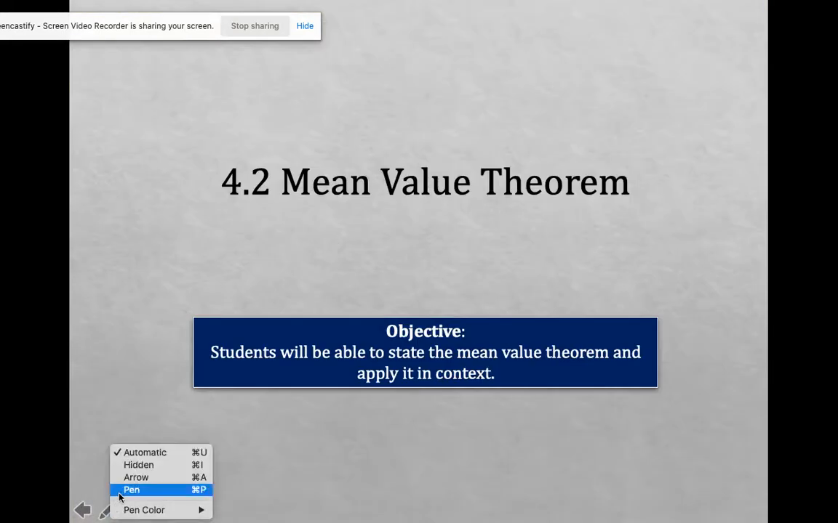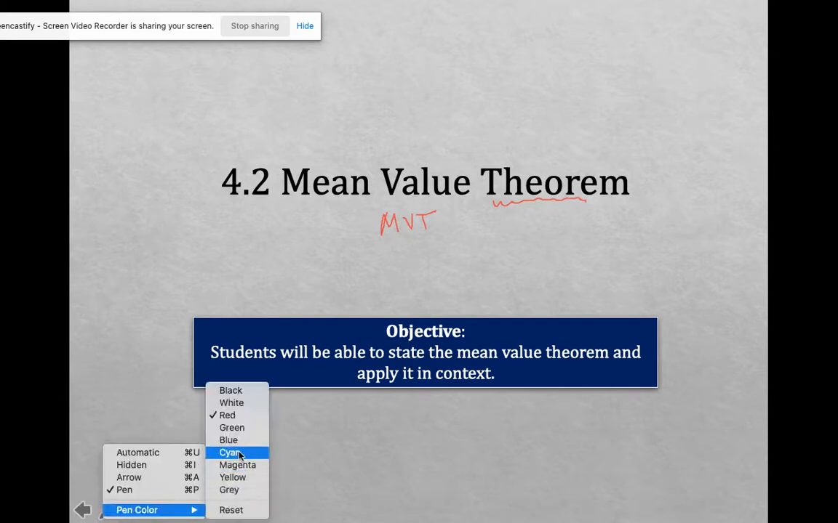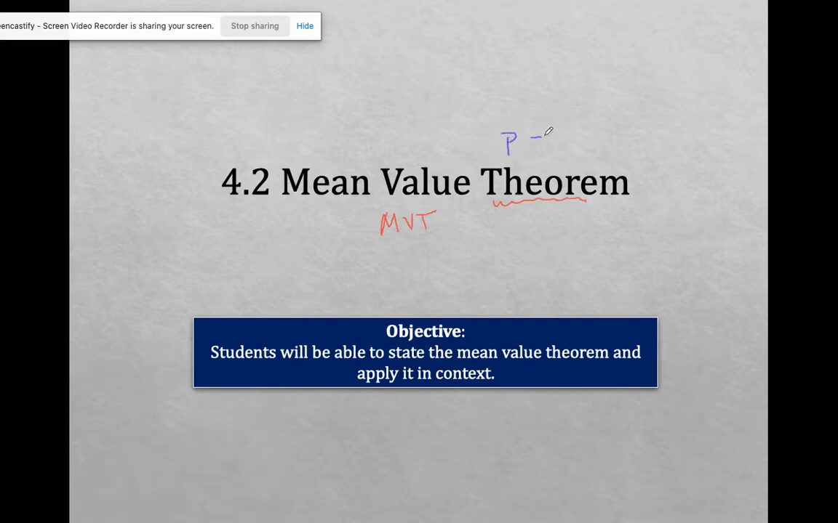The first application that we're going to do is the mean value theorem. AP loves to call this the MVT. And since it is a theorem, it is proven, right? And it has an if and a then. What AP really, really cares about is if you know the conditions. Sure, I need you to state the mean value theorem, but I'm never going to, on an assessment, neither is AP going to say, write out the mean value theorem.